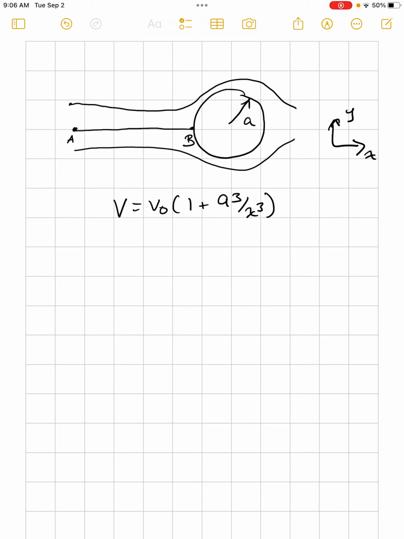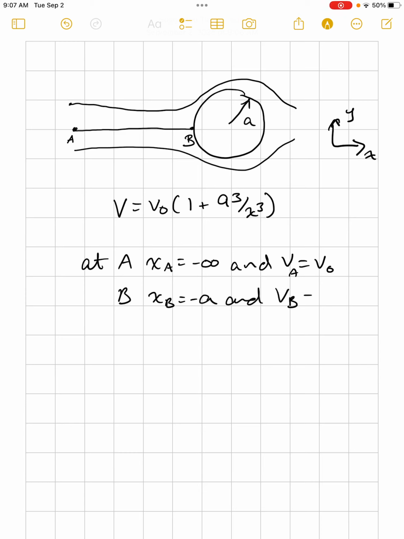Determine the pressure variation along the streamline from point A far in front of the sphere, that is, at A, we have that x of A is equal to minus infinity, so we're far away from the sphere, and the velocity at that point is equal to V naught, okay? To point B on the sphere, at that point B, we can say that x of B is equal to minus A, and the velocity at B is equal to 0. We'll get into this a little bit more in the next problem, okay?